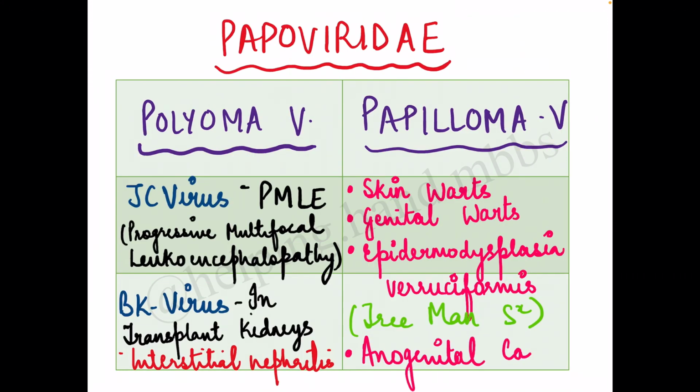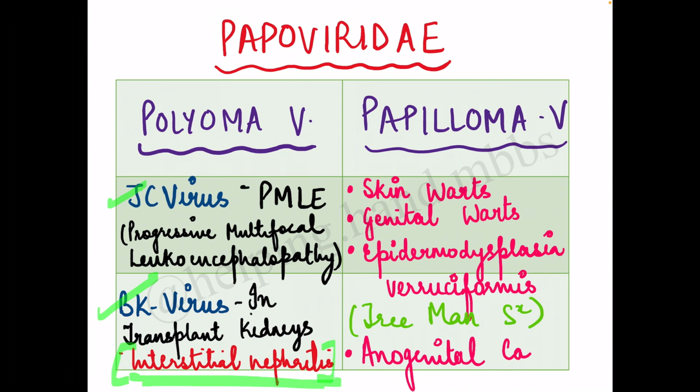The last thing, the last family is Papovaviridae family. It has two subfamilies, polyoma virus and papilloma virus. Polyoma virus has two members, JC virus and BK virus. JC virus, I told you, is the John Cunningham virus. You should only remember that it causes PML, which is progressive multifocal leukoencephalopathy. And BK virus, BK was borrowed kidney, so you can remember from that in transplant kidneys it causes infection like interstitial nephritis. I hope my writing is legible to you.